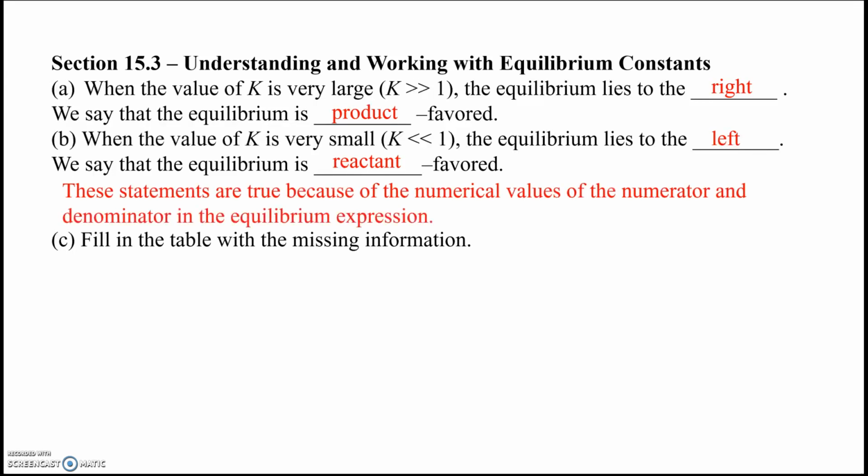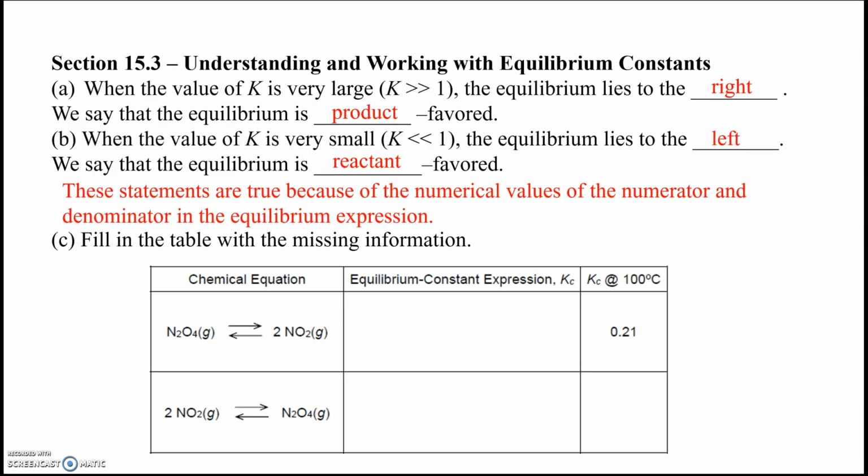So we want to fill in the table with the missing information. Here's my chemical equation: N2O4 reacts to form 2 NO2. My equilibrium constant, of course, we've seen this several times. This would be my product raised to its stoichiometric coefficient divided by my reactant raised to its stoichiometric coefficient. And we know that the value is 0.21.